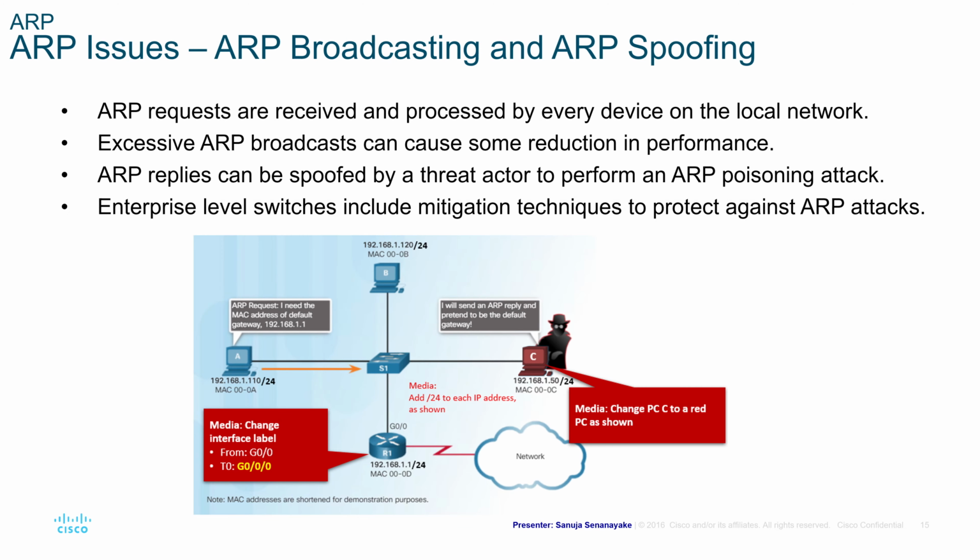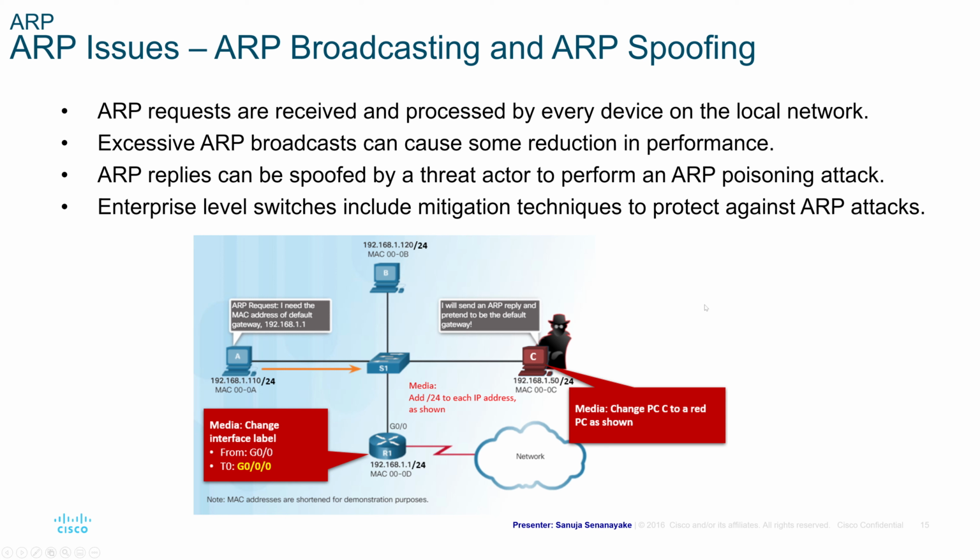ARP issues. ARP broadcasting and ARP spoofing. ARP requests are received and processed by every device on the local network. Excessive ARP broadcast can cause some reduction in performance, such as network congestion, for example. ARP replies can be spoofed by a threat actor to perform an ARP poisoning attack. Enterprise level switches include mitigation techniques to protect against ARP attacks.